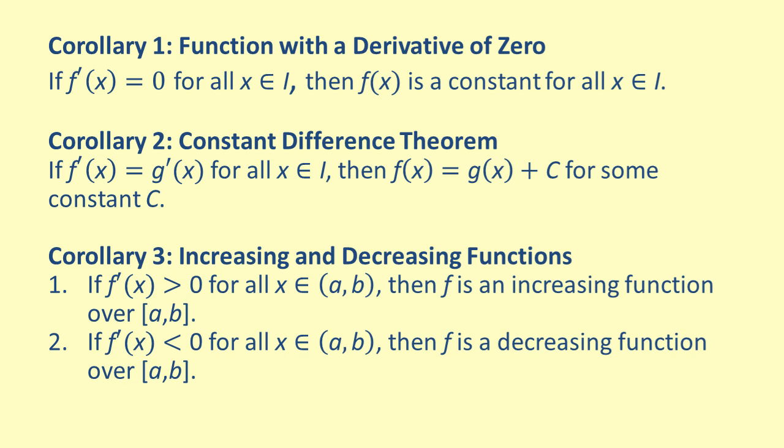Finally, we have the definition of increasing and decreasing functions. This corollary states that if the derivative of a function f is greater than 0 on some open interval from a to b, then f is increasing on the closed interval from a to b. Similarly, if the derivative of f is less than 0 on the open interval from a to b, then f is decreasing over the closed interval from a to b.